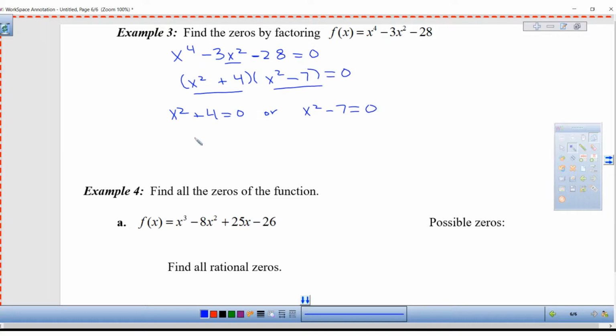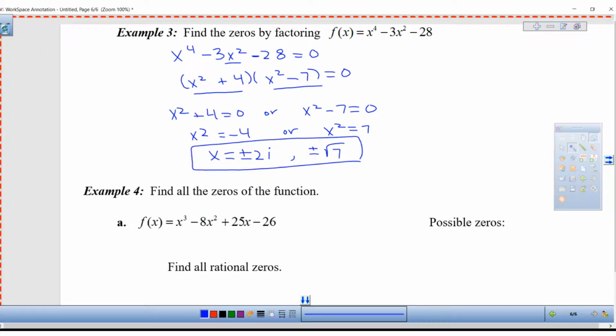Solving the one on the left, x to the second equals negative 4, square root it, x equals plus or minus 2i, okay? You can do an "or," you can do a comma at the end. This guy right here, the 7 comes over and becomes a positive, square root it, and you get plus or minus the square root of 7. So all of those work.